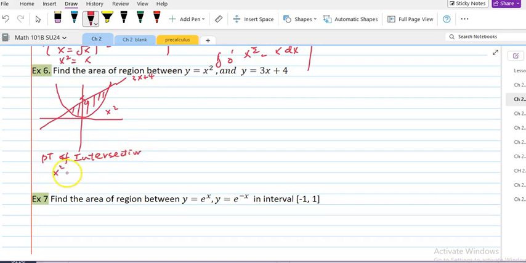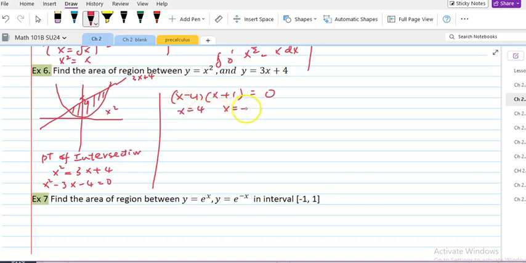X squared equal to 3x plus 4. Move everything to one side. X squared minus 3x minus 4 equal to 0. So we can factor it as x minus 4, x plus 1, using diamond or whatever guess and check that you have. When you multiply, 4 and 1 is negative 4. When you do FOIL, it is minus 3x. So then split them. X is equal to 4, x is equal to negative 1 is where they meet. So this would be the negative 1. This is when it is 4.